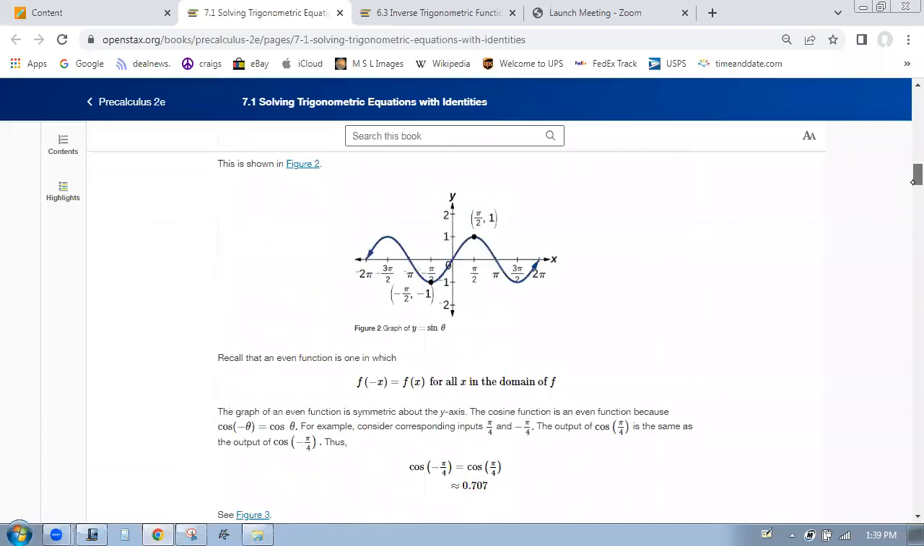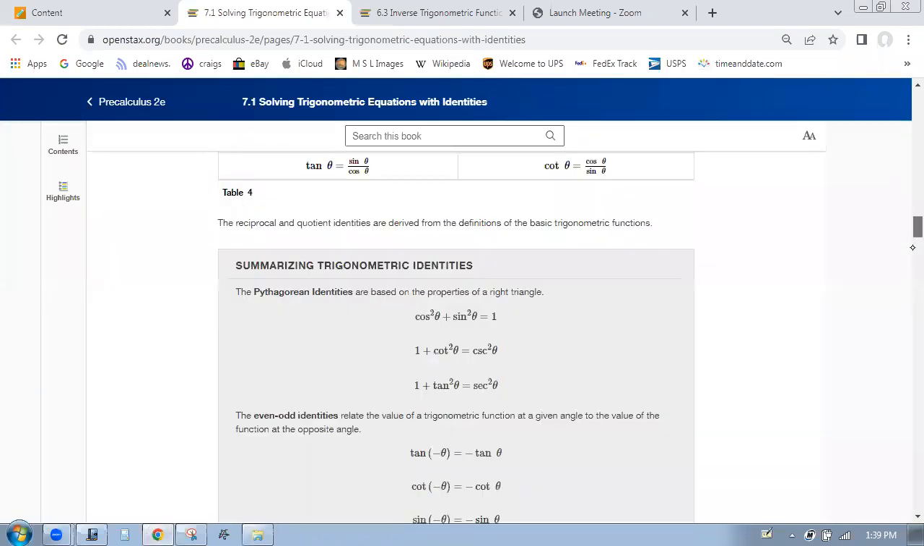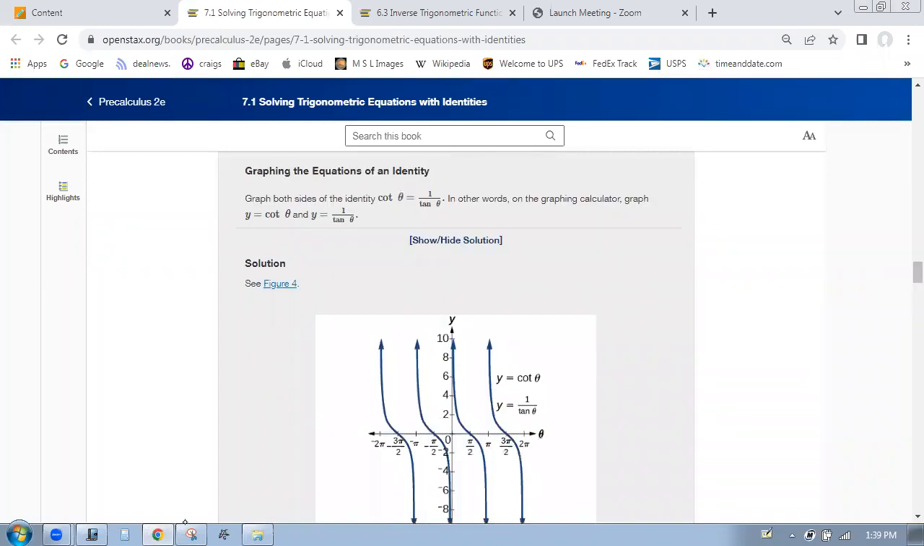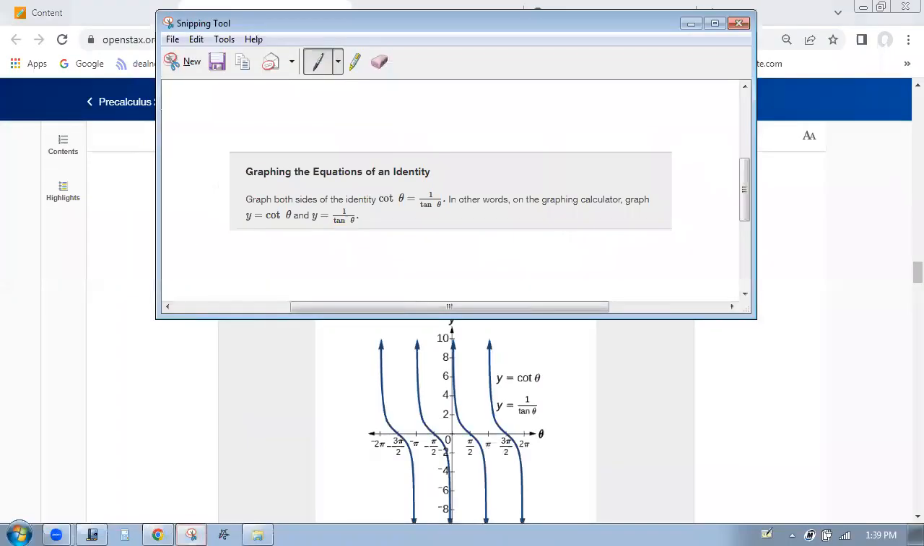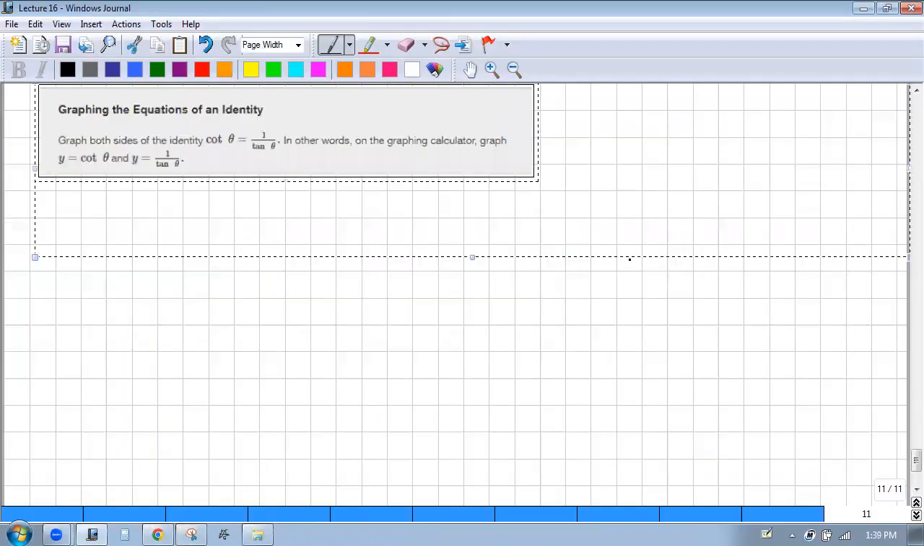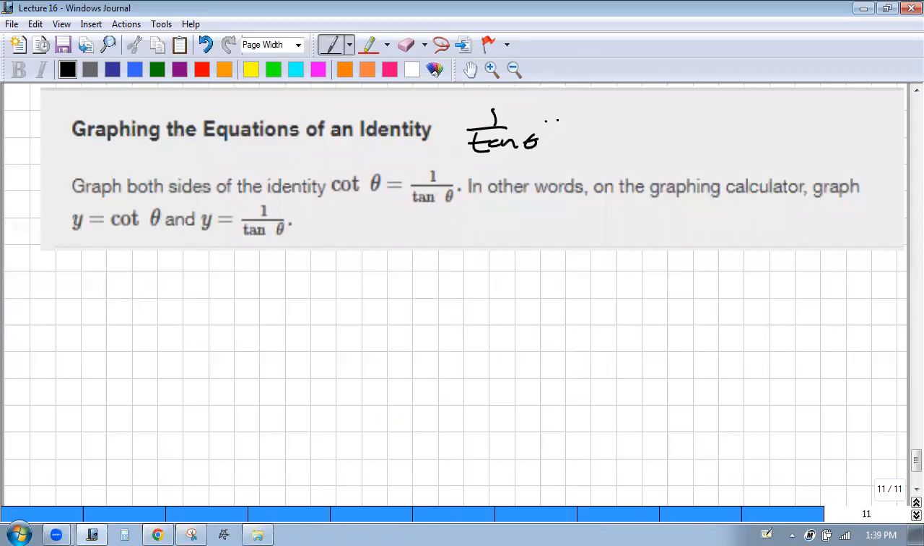So if they give you something and you want to know if it's an identity, right? I mean, if you get something like 1 over tangent equals cotangent, you might look at that and say, am I solving for theta? That's why I always put this. These are identically equal. That means the solutions to this equation are any real number where they're defined, okay? Can't divide by 0. As long as you're not dividing by 0, you can plug in any number you want.